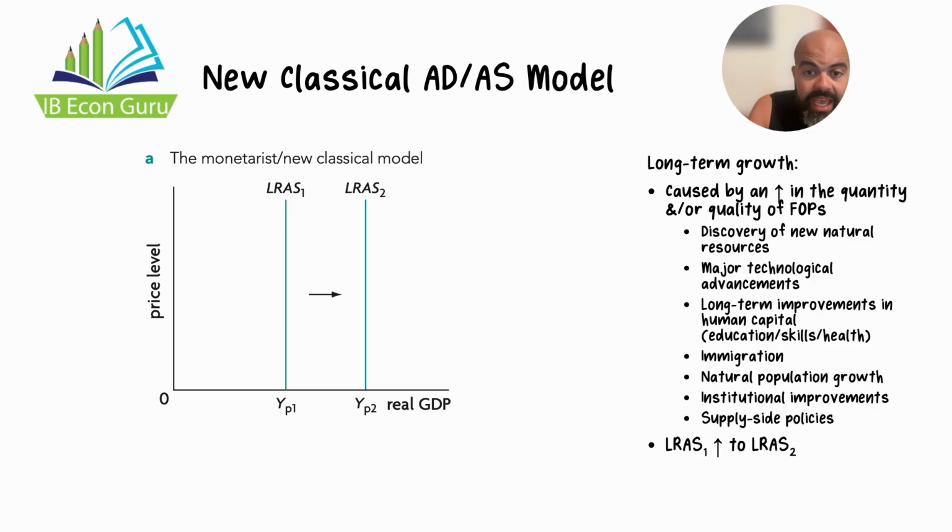So, as you can see, any rightward shift in LRAS is an increase from LRAS 1 to LRAS 2, and that will cause the potential output to increase from YP1 to YP2. Okay, so this is long-term growth using the new classical ADAS model.